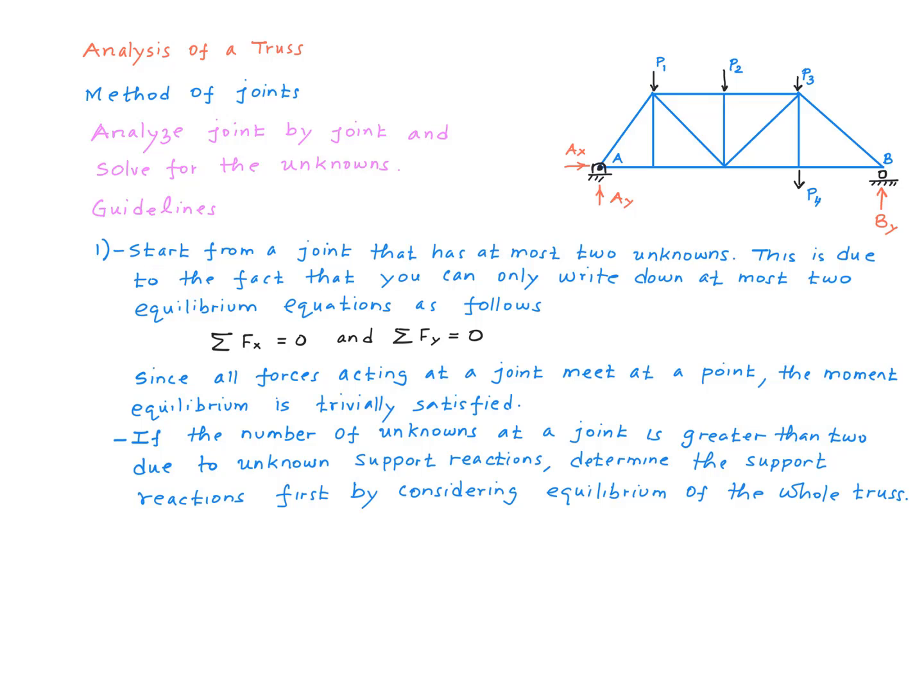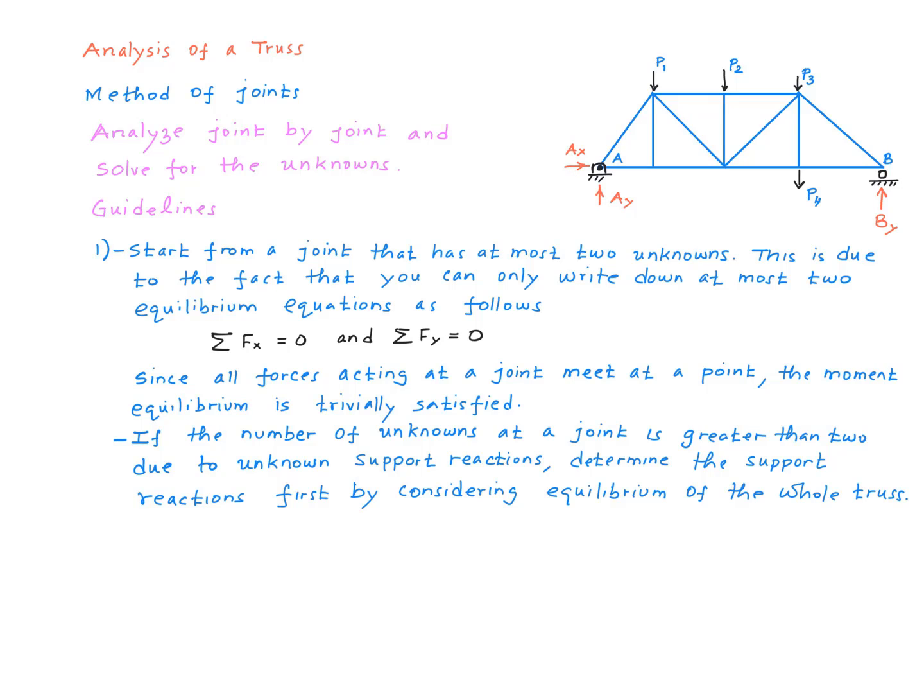We start from a joint that has at most two unknowns. This is due to the fact that we can only write down at most two equilibrium equations per joint, right? These are the force equilibrium equation in the x direction and the force equilibrium equation in the y direction. So how come we don't use the moment equilibrium equation? Well, a joint is like a particle, a point, right? All of the forces acting at a joint act at a point, and therefore all of the lines of action of the forces pass through the same point, and therefore the moment equilibrium equation is trivially satisfied.